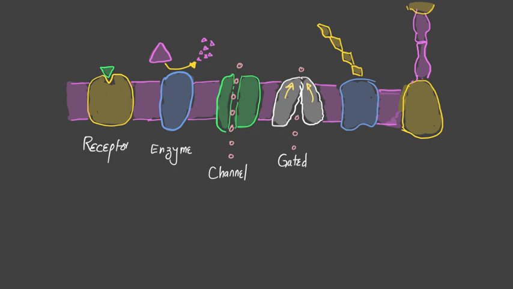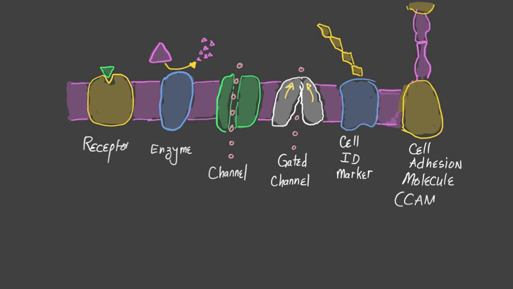The fourth protein seen here is a gated channel, which means the channel can open or close depending upon the stimulation. The fifth protein is a cell identity marker with a carbohydrate chain attached to it. This allows cells that are similar to identify each other, and then the last protein, the cell adhesion molecule, helps these like cells to stick together. We call this CAM, cell adhesion molecule.